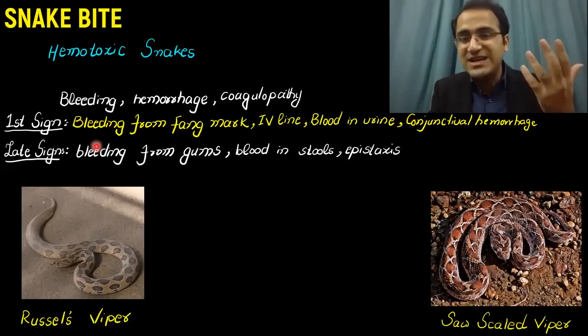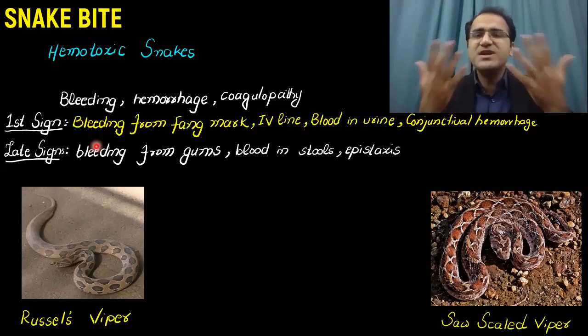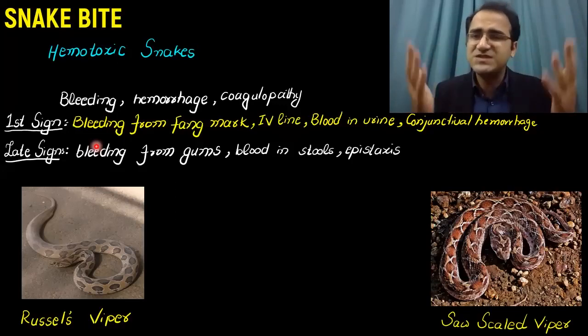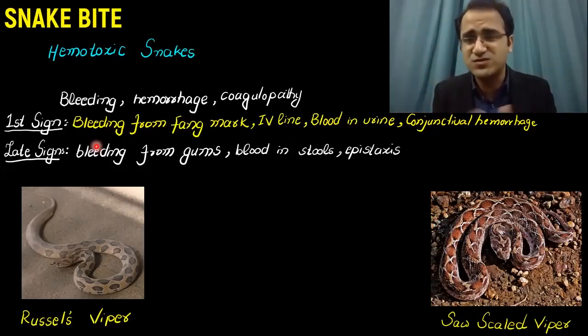The late signs would be that these patients might be bleeding from their gums, bleeding from the stools, epistaxis, bleeding from all pores of the body. So these are hemotoxic snakes.